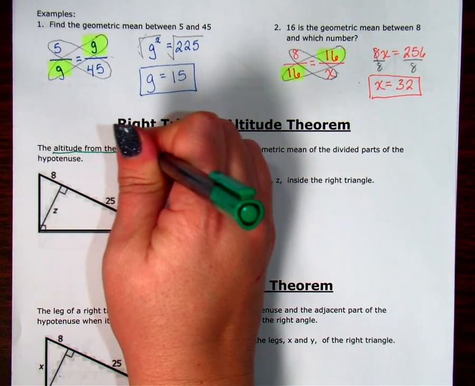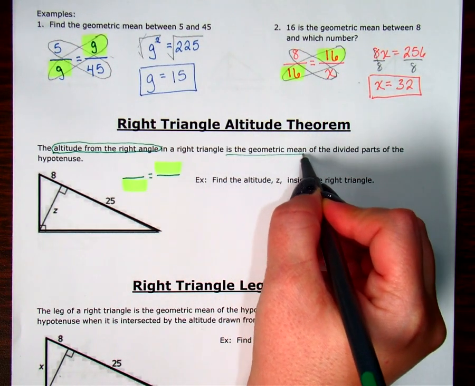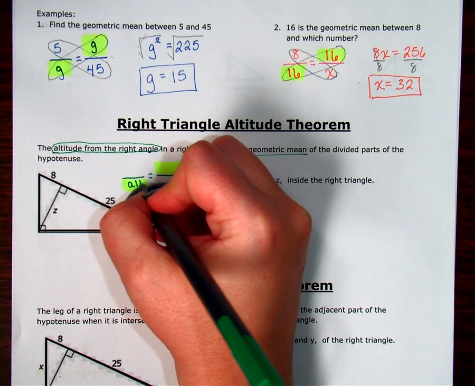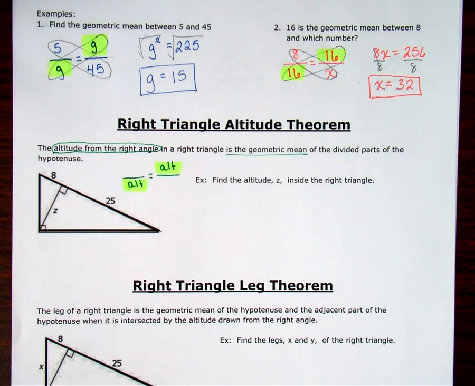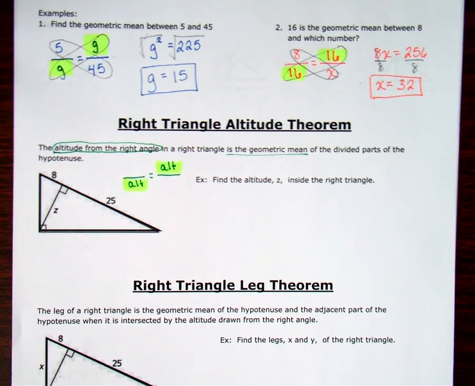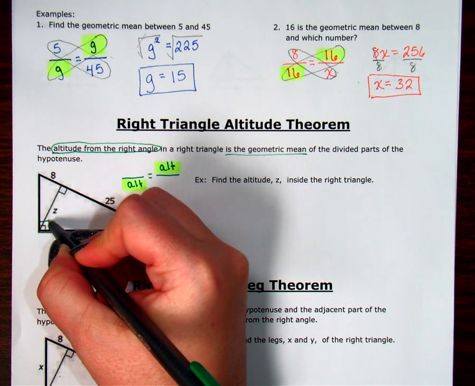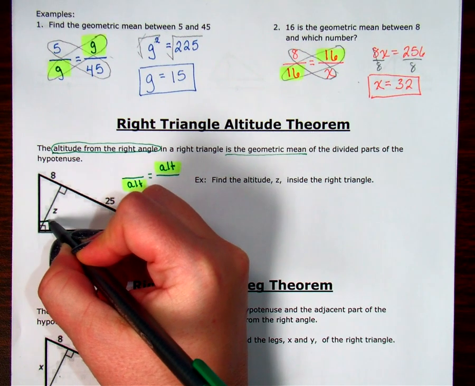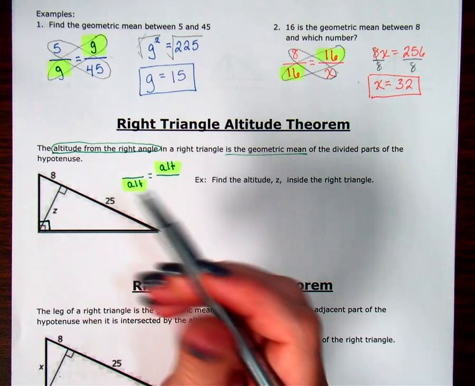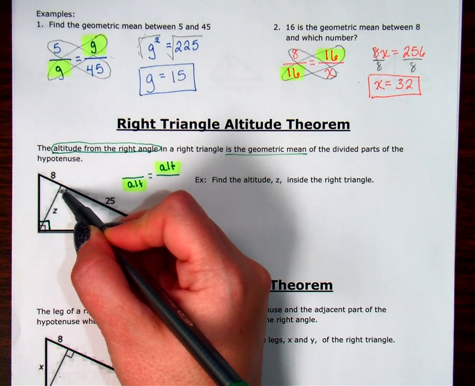The altitude from the right angle is the geometric mean. Just to make myself a little formula, I'm going to say the altitude is the geometric mean, so that altitude is going to go in the same place. And remember, the altitude from the right angle. When I look at this whole triangle, here is the right angle in the corner. That's the right angle of the right triangle. And remember, your altitude leaves from a corner and hits the opposite side at a right angle. So that's why I have another right angle right there.